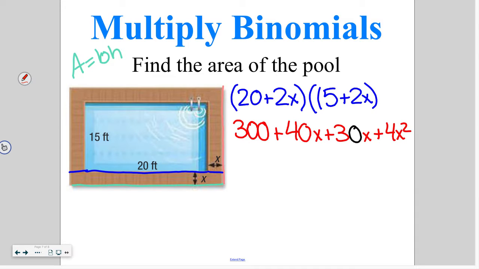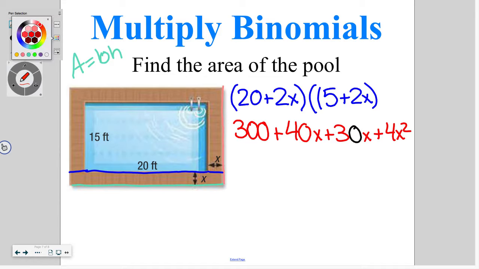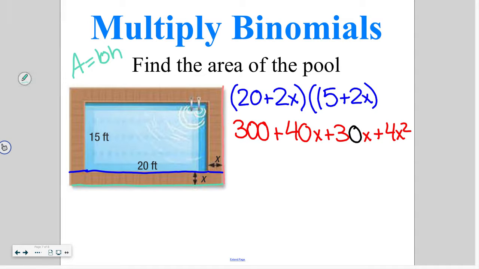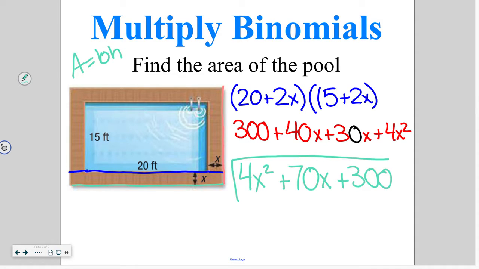Now, if you notice, because of how I set my binomials up, the answer is backwards from standard form. So while I'm combining my like terms, I'm going to go ahead and turn that around. So there's nothing to match with the 4x squared, so that's going to come first for standard form. Then I've got 40x and 30x, giving me a total of 70x. And then lastly, I've got my plus 300. So that would be our expression for the area of the pool.